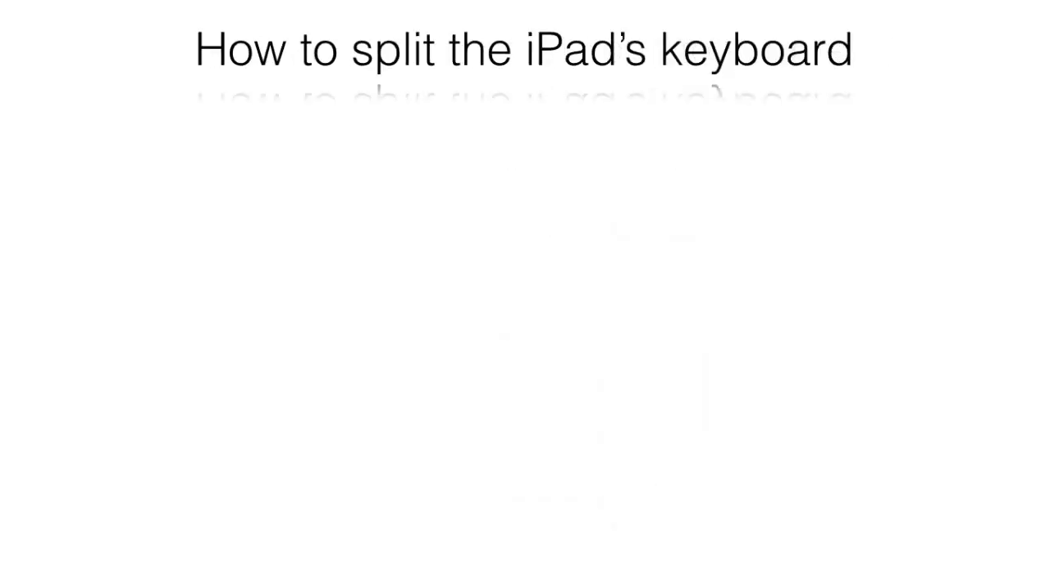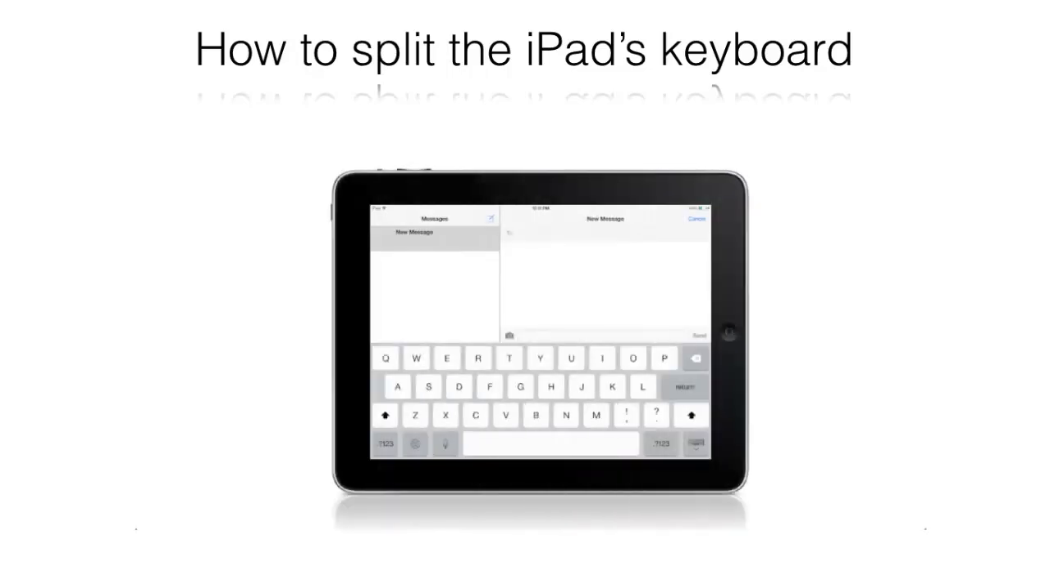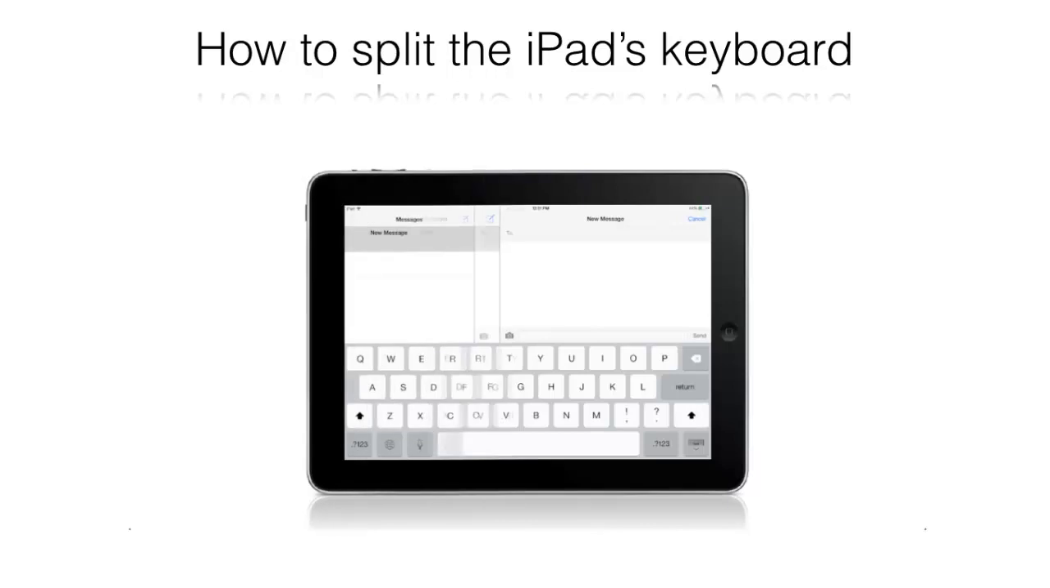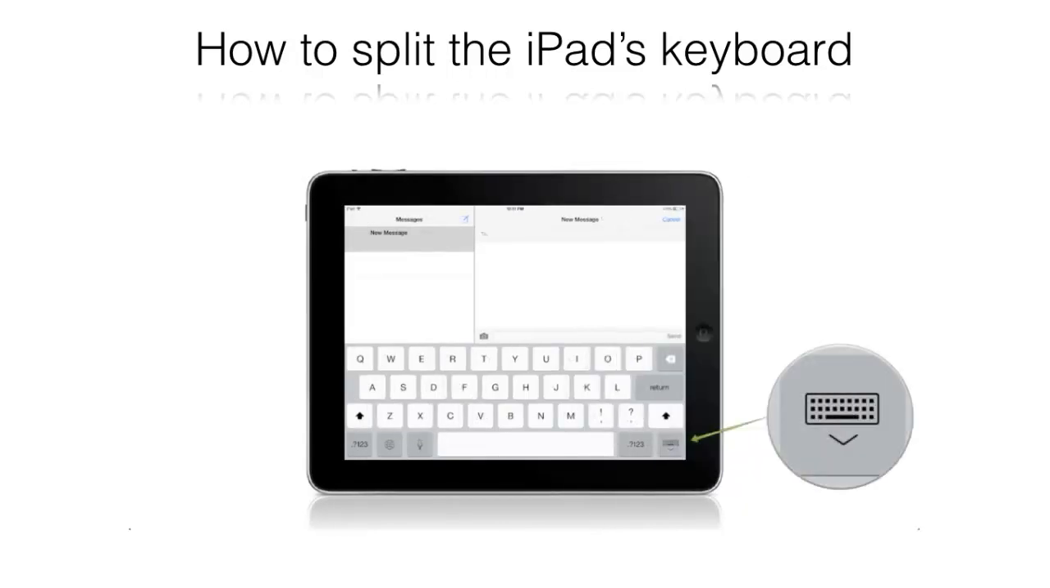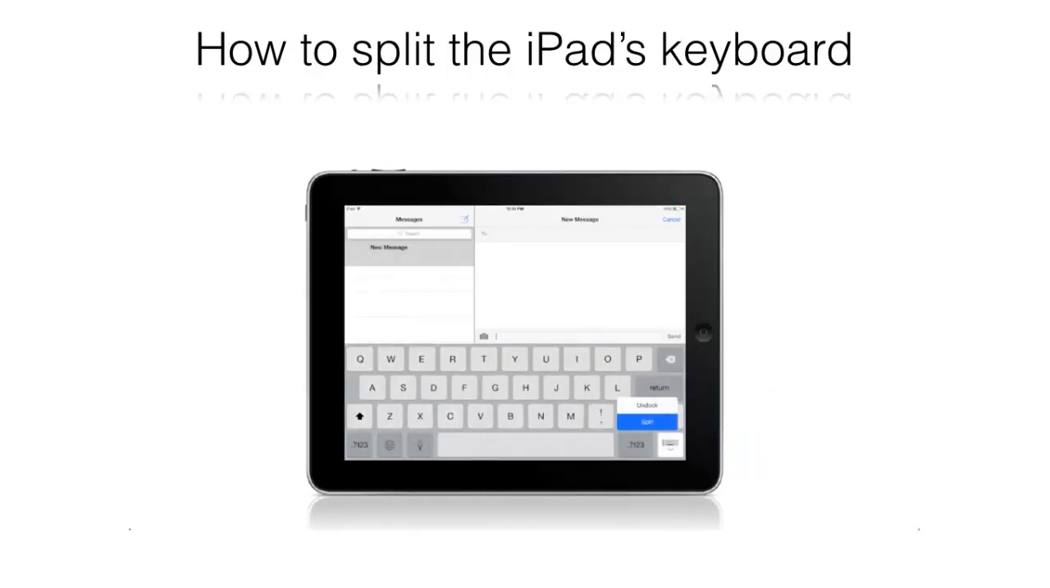And we are here, finally, the last tip of the day on how to split the iPad's keyboard. Yes, back to our favorite place, which is the text editor app, of course. On the bottom right-hand side corner, you will see the keyboard icon. And I want you to press on it and hold it. By doing so, it's going to bring up a little pop-up and I want you to click on Split.